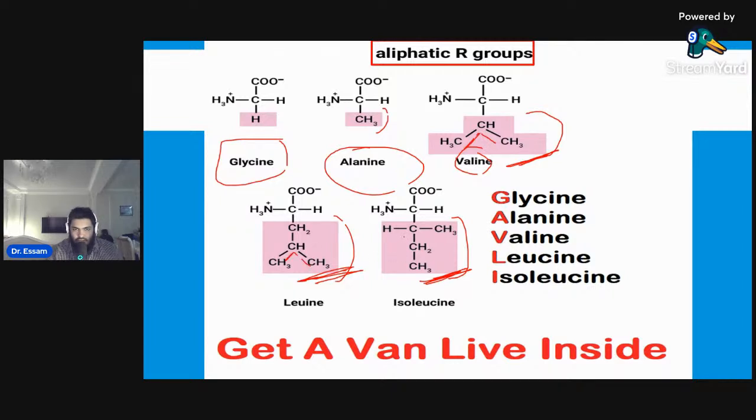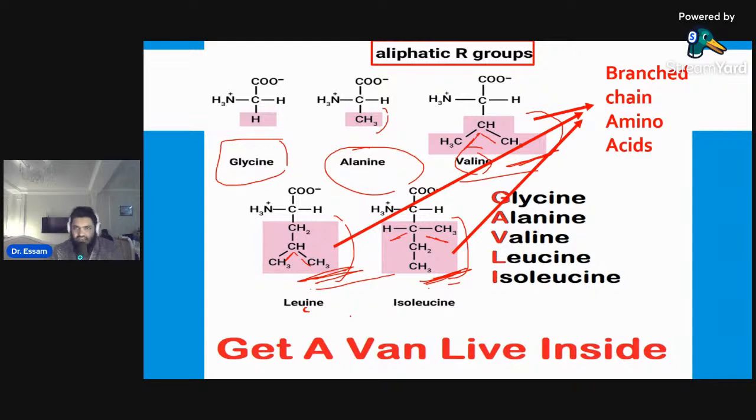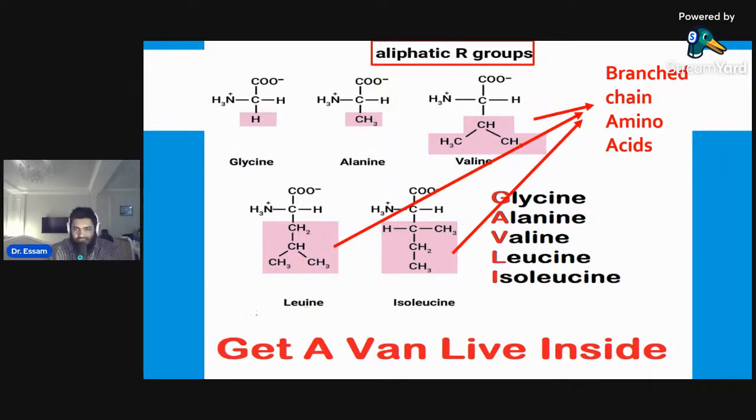So there are branches in the side chains of valine, leucine, and isoleucine. This is actually leucine. That's why these three are called branched chain amino acids. Okay? What are they called? Branched chain amino acids.